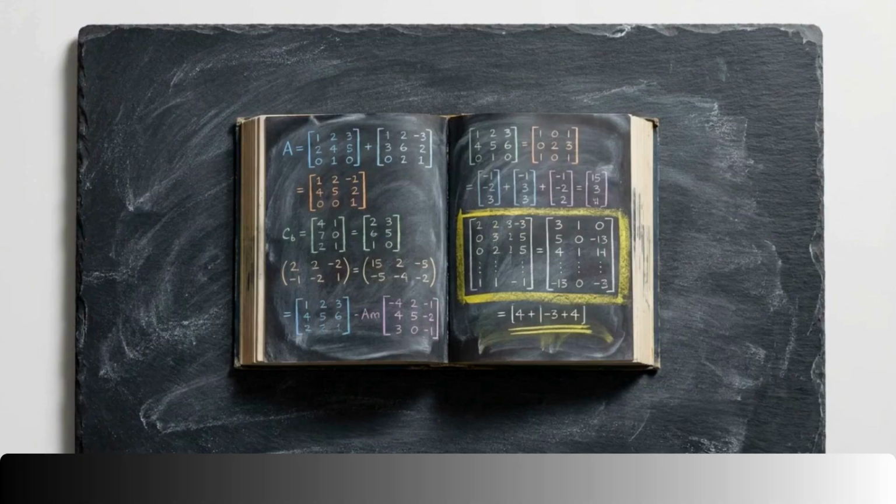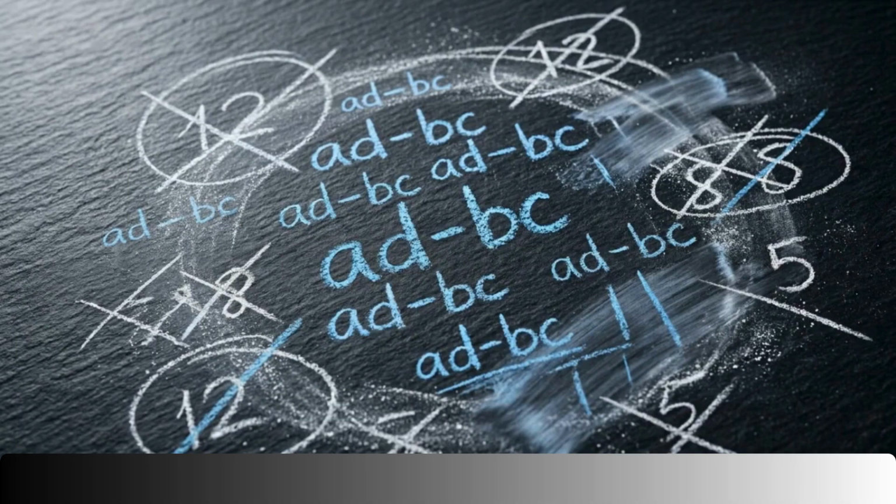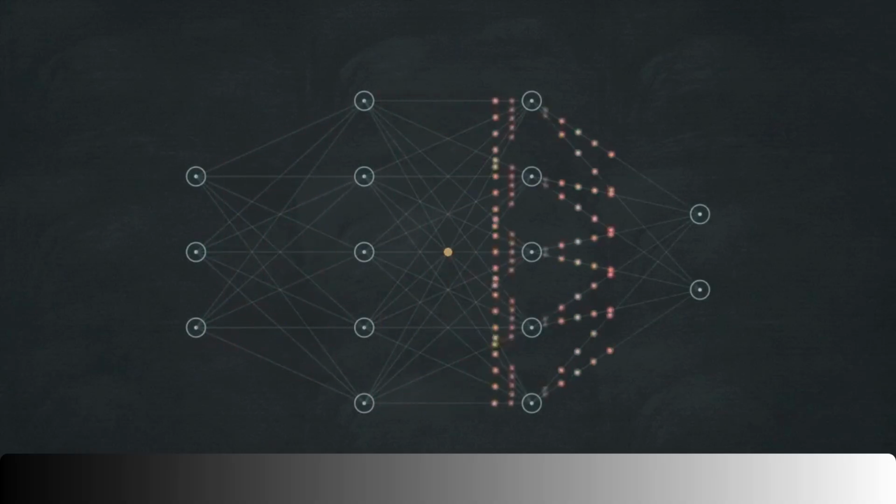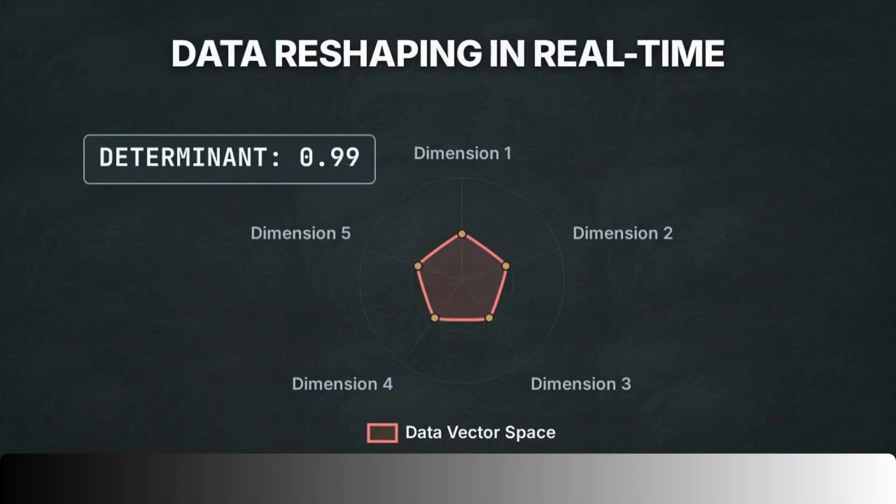If you took a high school linear algebra class, you likely spent hours memorizing this specific formula, AD minus BC. It is the determinant, and for most students, it exists only as a rote arithmetic rule with no clear connection to the real world. But in computer science and machine learning, this number is far more than a calculation. It is a physical diagnostic tool used to monitor how data is being reshaped inside an algorithm.